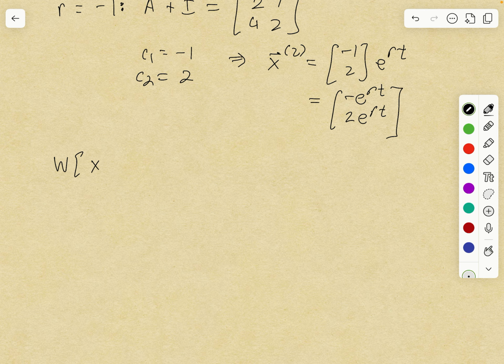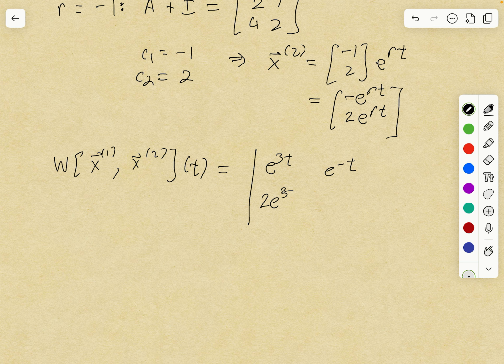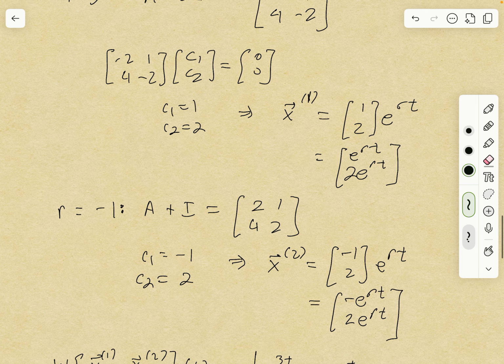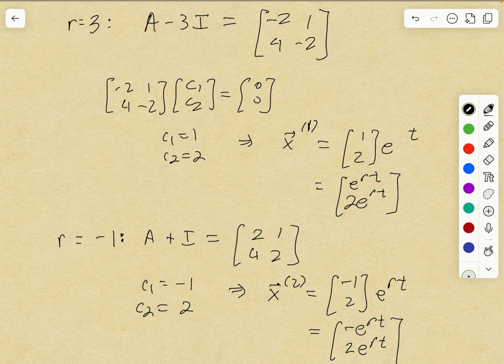So this is the Wronskian where we have our two solutions, and it's the determinant of e to the 3t, e to the minus t, 2e to the 3t, oh wait, this is negative, and then 2e to the minus t, right? Oh, I used r here. I should have plugged in what r was. So 3t.